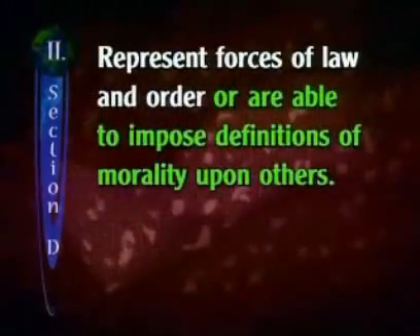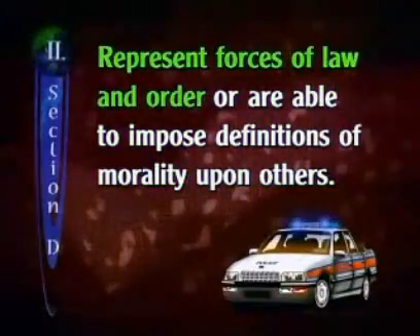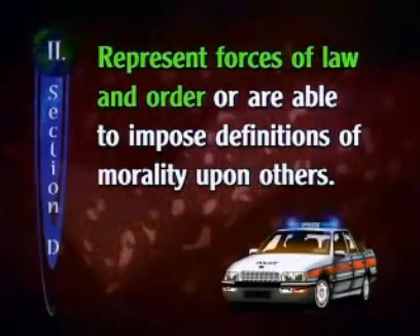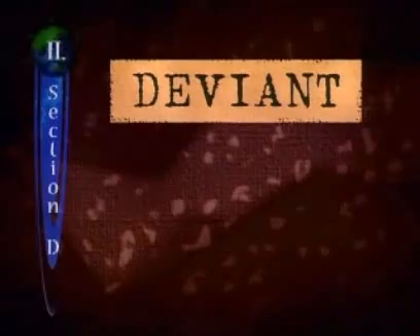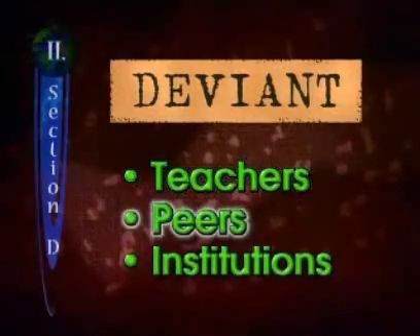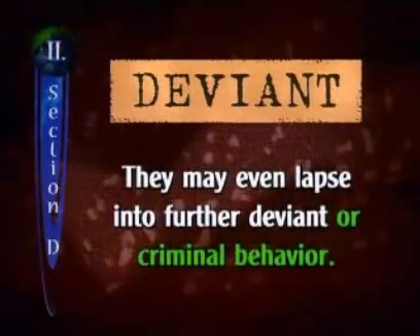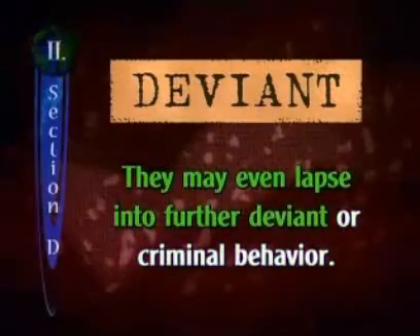Some people represent the forces of law and order, or are able to impose definitions of morality upon others. These people do most of the labeling. Thus, labeling represents a form of social control. Generally, when someone is labeled as deviant, they're stigmatized by teachers, peers, institutions. They may even lapse into further deviant or criminal behavior.